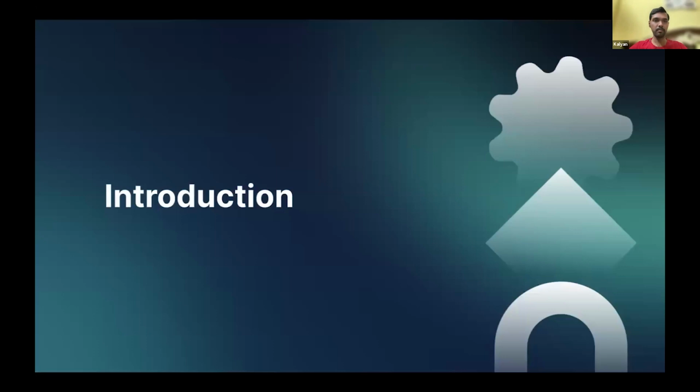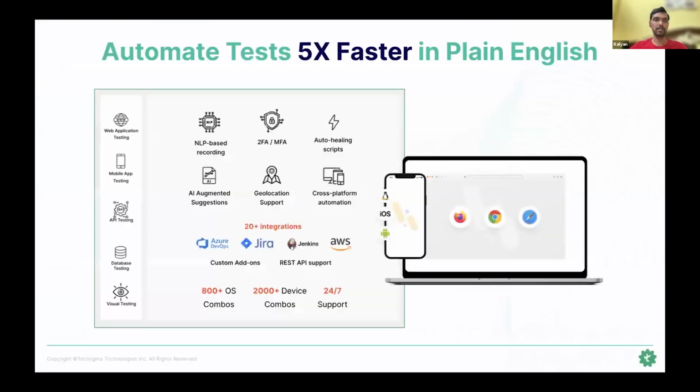So with that, a bit about Testsigma. Testsigma is a low-code test automation platform. What it essentially does is it allows you to create tests in plain English, the way you would probably write your manual test cases, or probably the way you would explain your scenarios to any of your colleagues. So it makes it easy for everybody to automate tests. You can test web applications, mobile applications, APIs, databases with Testsigma. Along with your functional testing, you can also do visual testing within Testsigma.